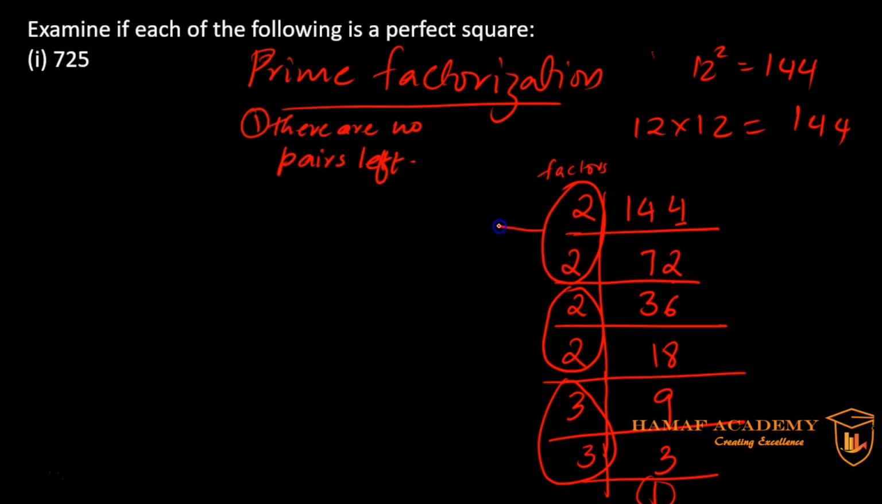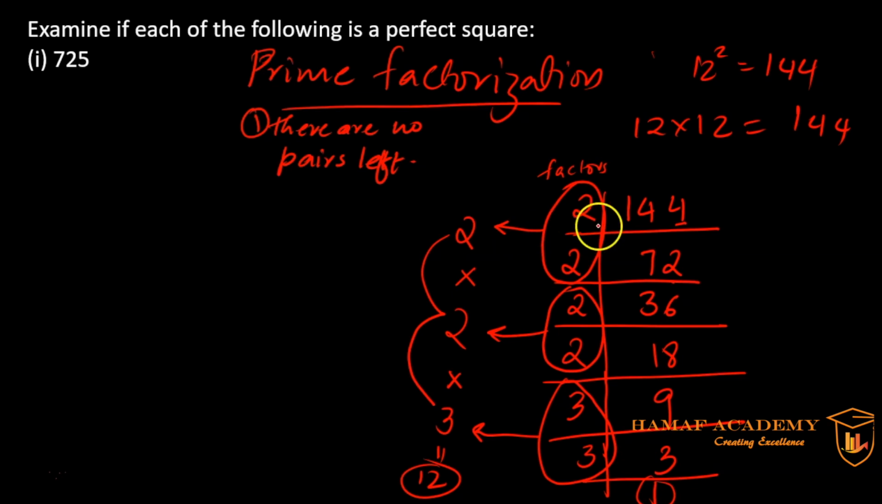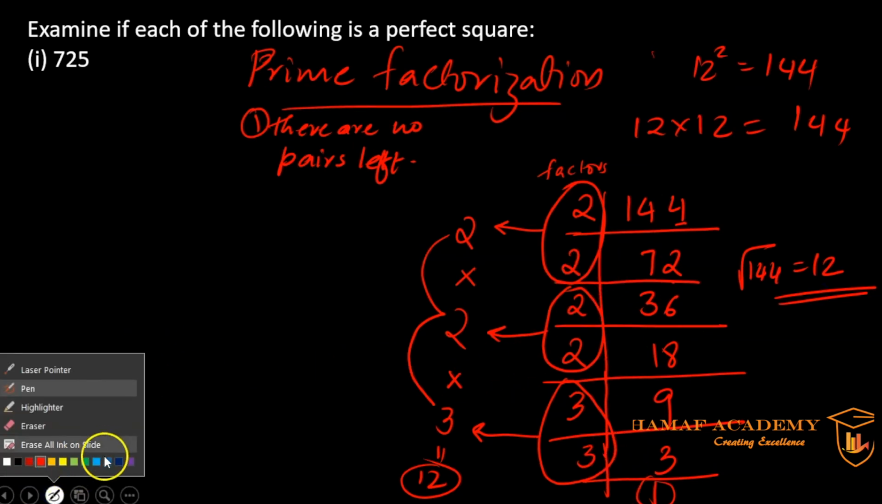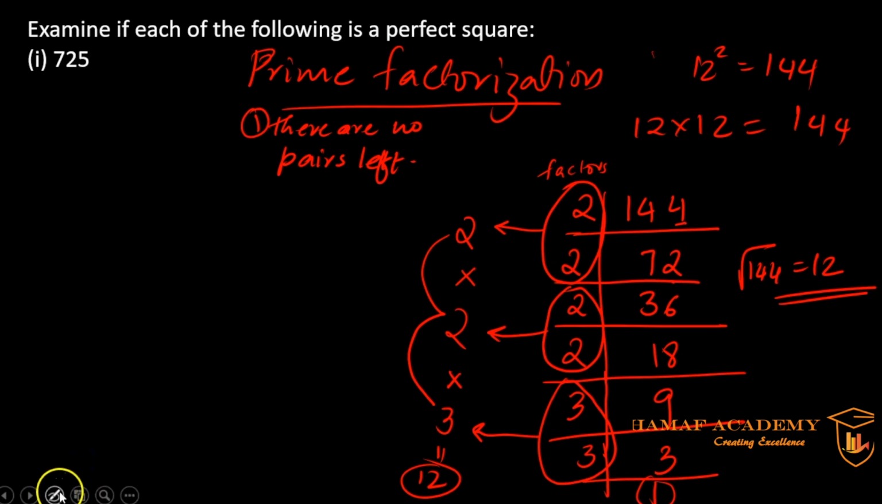This pair of 2, I'm going to count as one 2, this as one 2, and this as one 3. Now we multiply them all. 2 times 2 is 4. 4 times 3 gives us 12. So we have now found out that the square root of 144 is 12. And yes, it is 12. So we are correct, and hence we have also found out that 144 is a perfect square. This is one way to know what is a perfect square and what is not. We should get twin pairs.